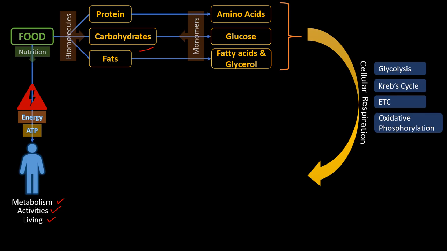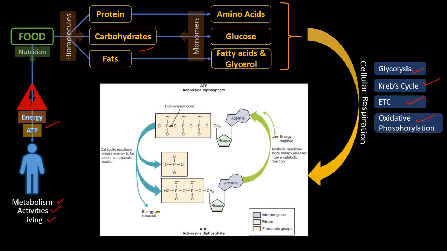Now glucose is going to be used for the production of energy. The ATP that we are talking about is produced with the help of cellular respiration. Now, this is very different from the regular physiological respiration that we talk about, inhalation and exhalation. This is cellular respiration, a set of metabolic pathways involving glycolysis, the Krebs cycle, the electron transport chain, and finally oxidative phosphorylation. By these processes, we finally derive adenosine triphosphate out of glucose.